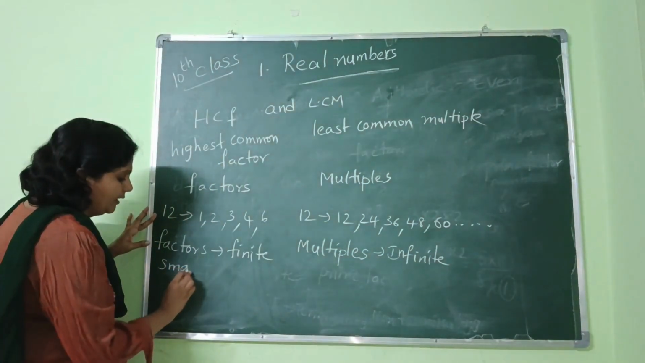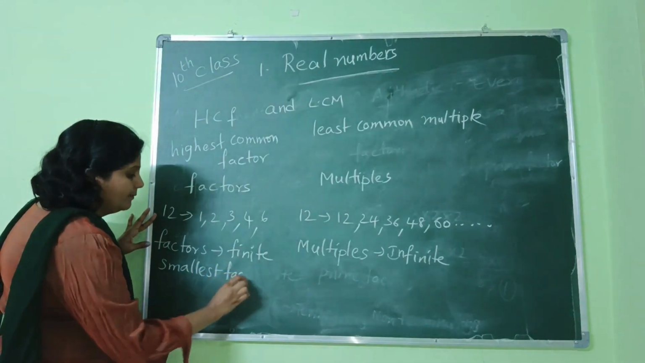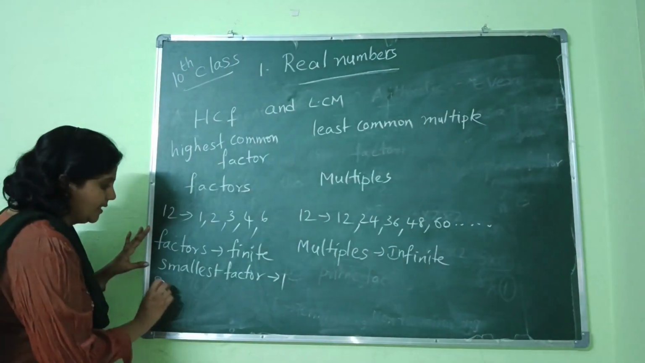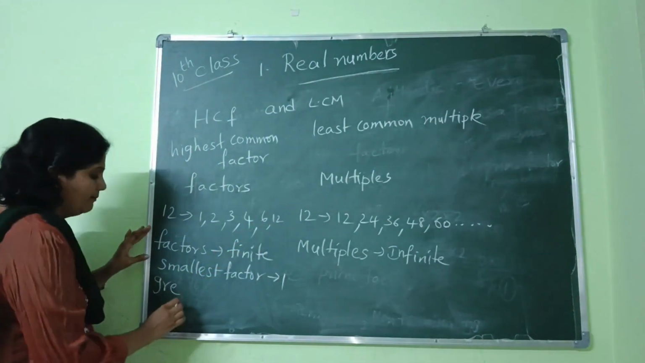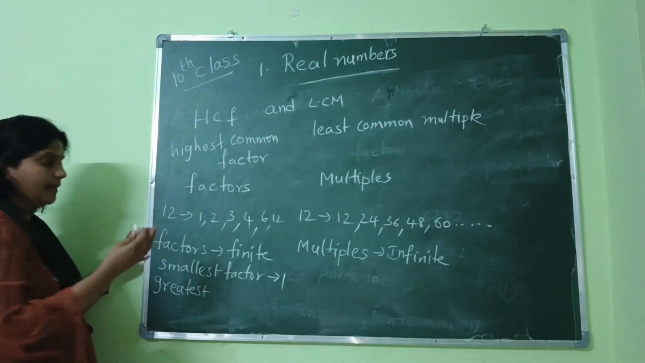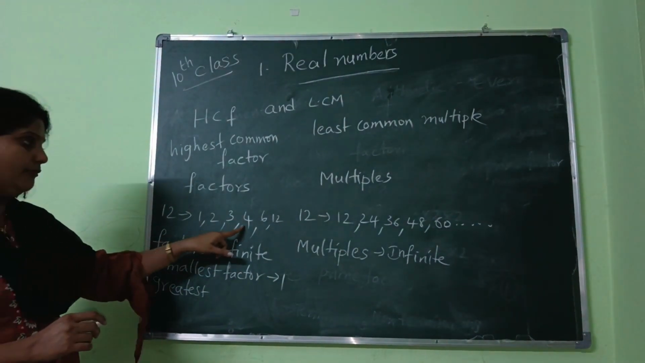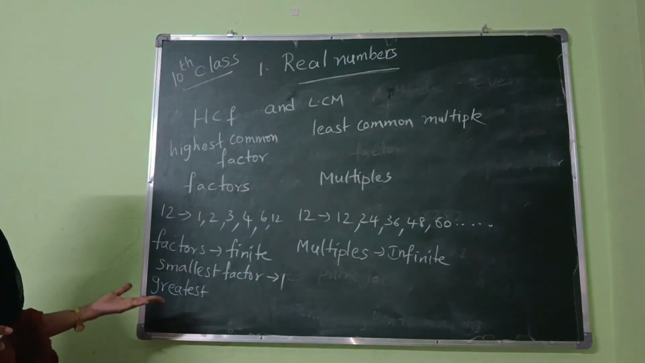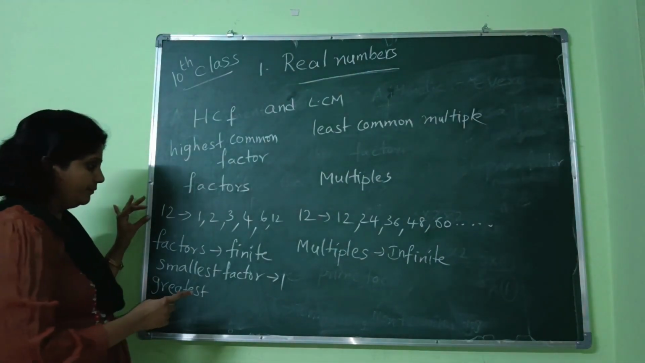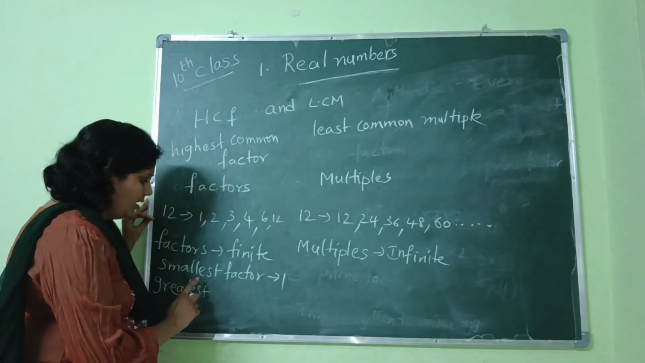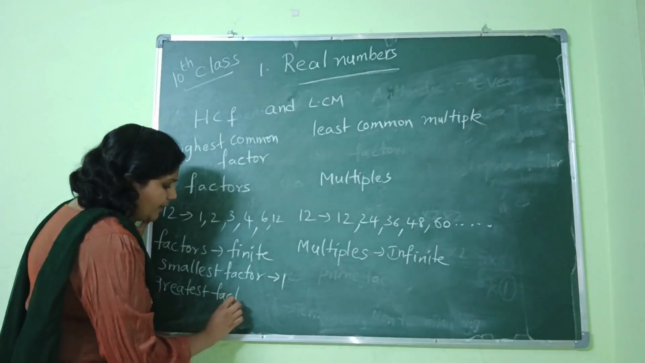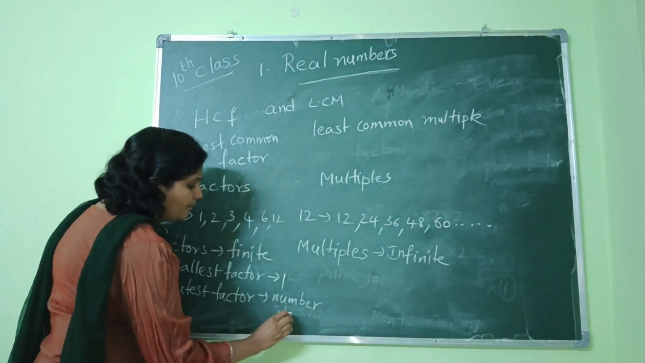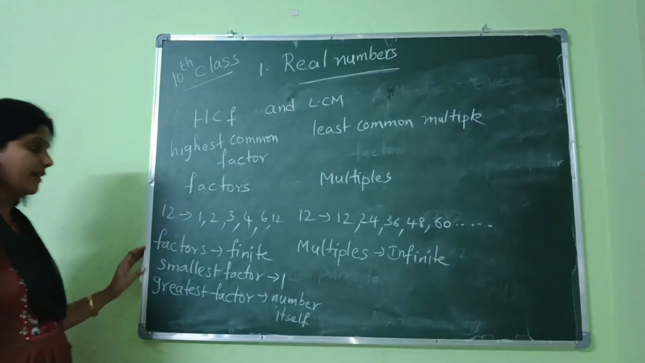So what is the smallest factor here? The smallest factor is 1. And what is the greatest factor here? The number itself. Up to 10 tables we need to check. So 1 table, 2 table, 3, 4 it goes; it will not go in the 5 table; 6 it will go; 7, 8, 9, 10 it will not go; again it will go in the 12 table. So factors are finite. The greatest factor is the number itself.